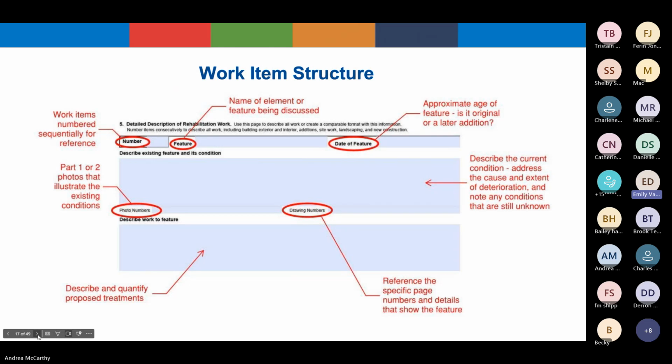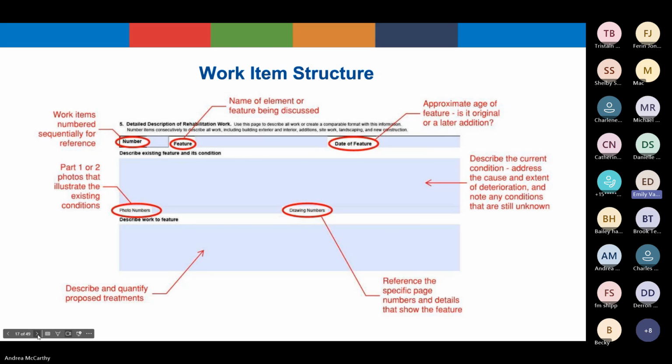Pictured is an example of a blank work item from the federal application. The state application is structured in the same way, so everything we discuss going forward will apply to work descriptions for both programs. Each item is numbered in order and labeled with the feature that will be described. The date of feature field at the top right refers to the estimated date of construction or installation of the specific item. This is especially important for later alterations that are not original to the building. Just because something is not original does not necessarily mean it is not historic. So knowing the date of features helps us to determine whether they have acquired significance over time.